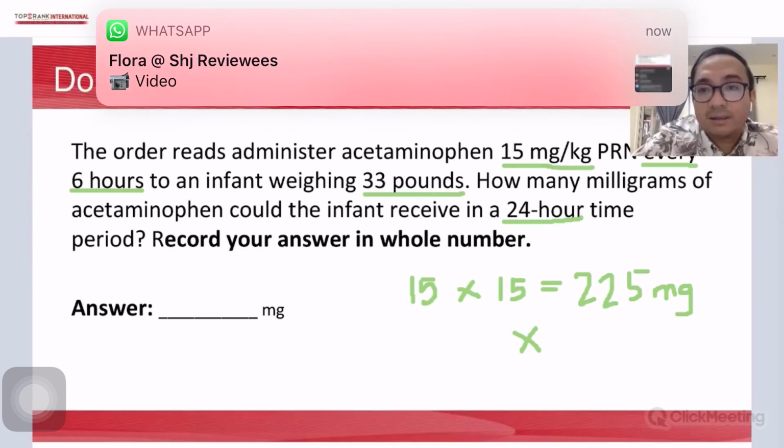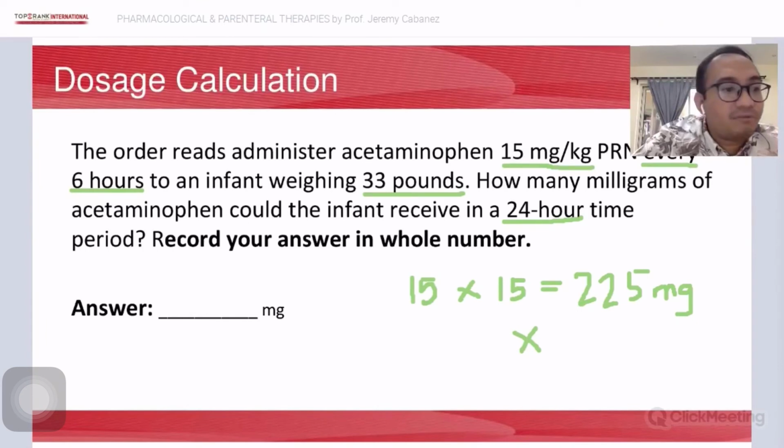Okay, sige. So, kung every 6 hours, how many times a day? It's not 6, it's 4 times a day. It should be 4 times a day kasi every 6 hours. Okay? So, it should be given 4 times a day, kasi 24 divided by 6 equals 4. So, times 4 mo yan, what would be the correct answer?